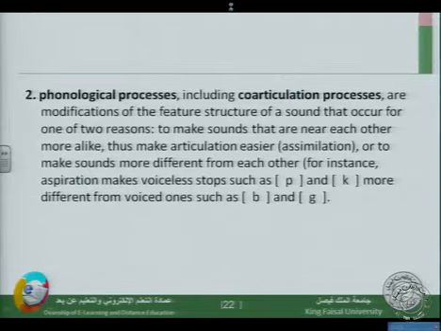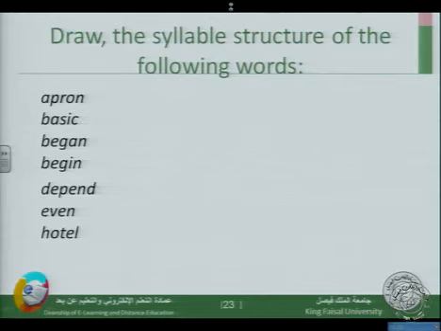Phonological processes, including co-articulation processes, are modifications of the feature structure of a sound that occur for one or two reasons. To make sounds that are near each other more alike, thus making articulation easier, which is assimilation, or to make sounds more different from each other. For instance, aspiration makes voiceless stops such as P and K more different from voiced ones such as B, G. And we have talked about the phonological processes when we described voiced or voiceless.